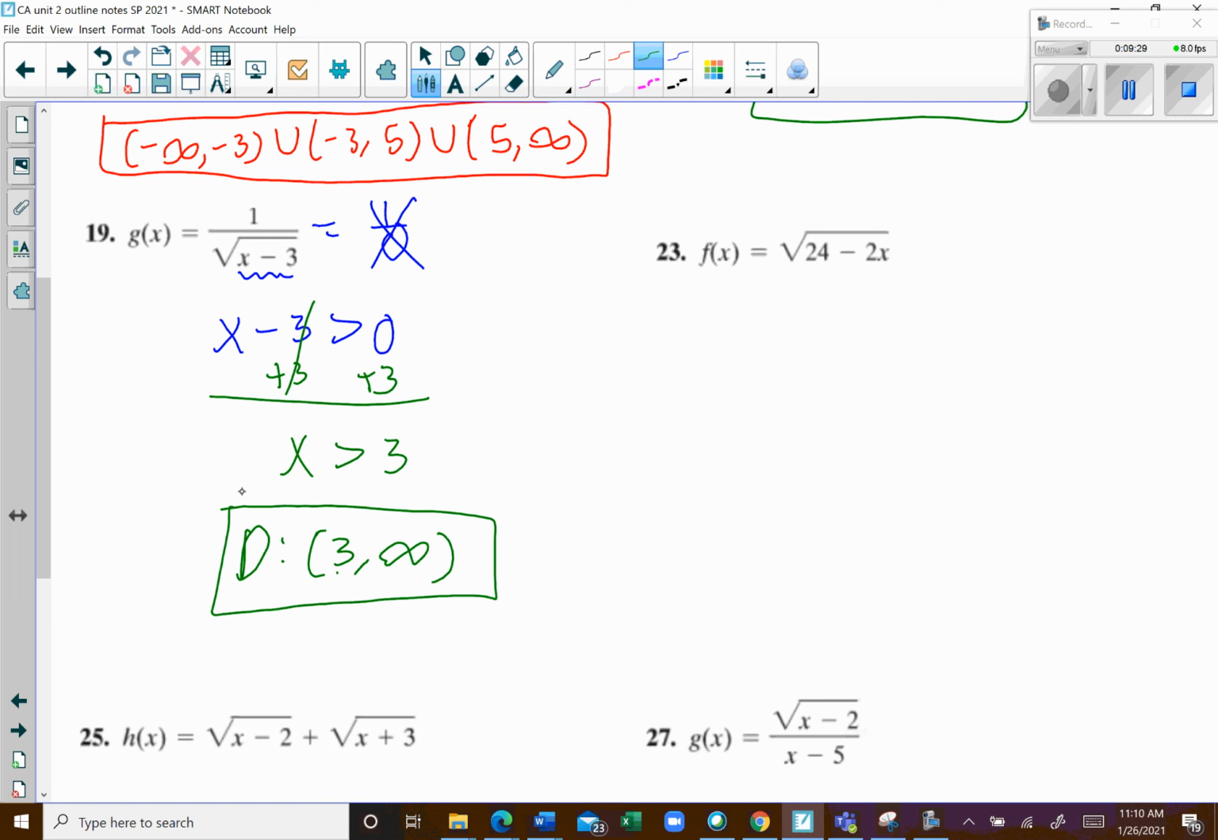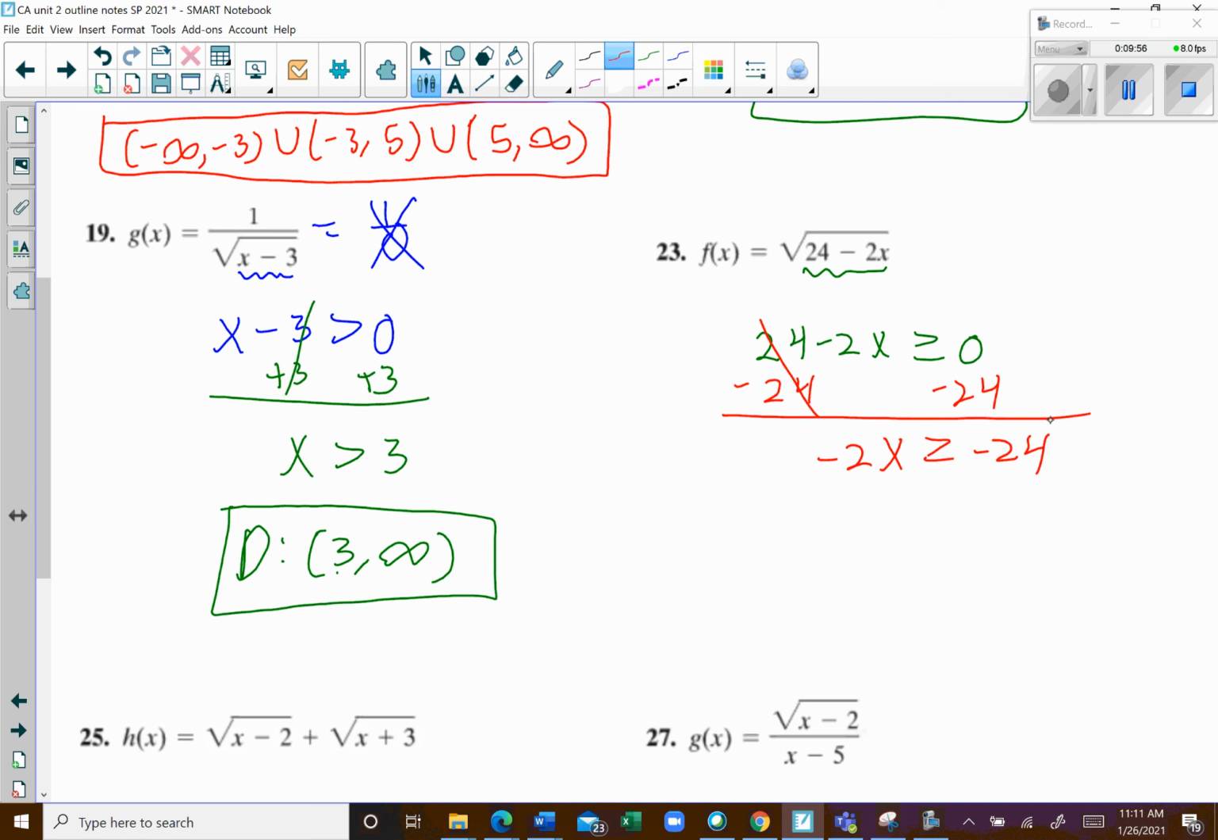All right, so 23, pretty much like the one up above. You just want to take the expression 24 minus 2x, and that expression needs to be greater than or equal to 0. Now I can put the equal back because I don't have a fraction. We'll solve this. I'm going to subtract 24 from both sides, so I get negative 2x is greater than or equal to negative 24. When I divide by -2, be careful, you're going to have a sign change right there. You're going to have to reverse the inequality symbol. So we get x is less than or equal to 12.